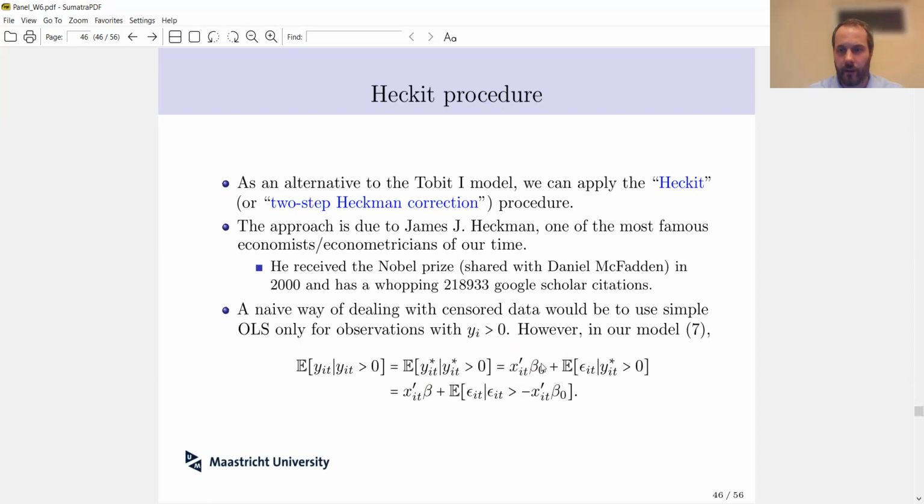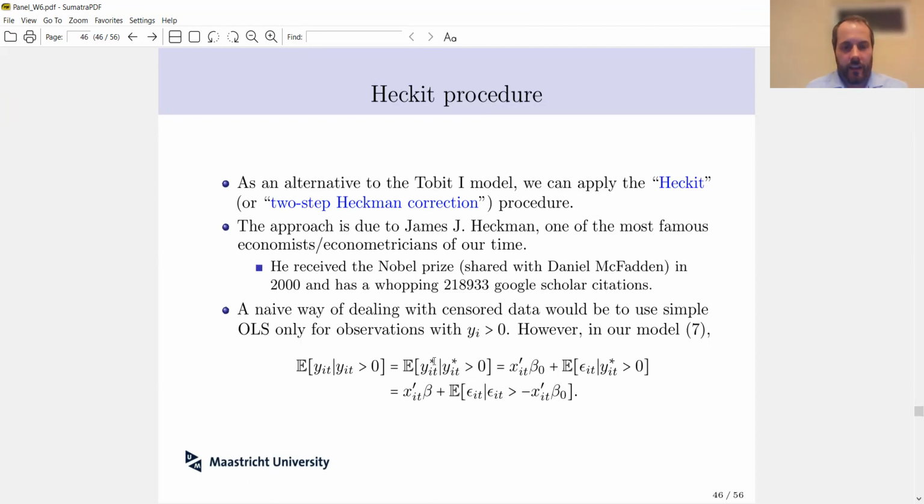Here, this thing doesn't depend on YIT star, so the conditional expectation here is simply the same thing, simply that. But what happens for the epsilons? Well, epsilon, of course, depends on YIT star because we can simply rewrite the model. So we can rewrite this condition as this condition.